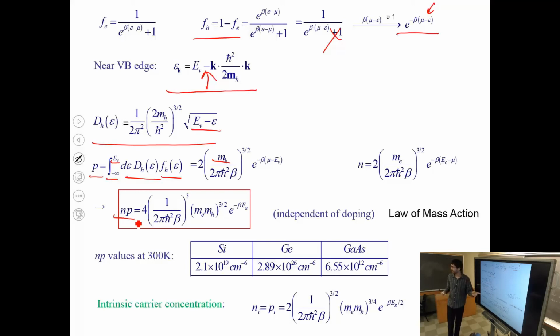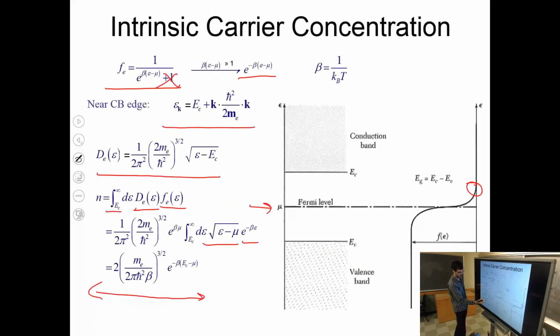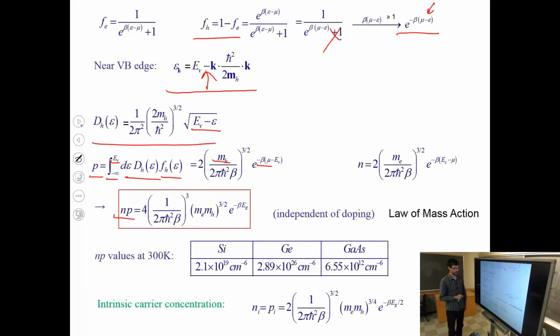But what is not in this formula is the chemical potential. The chemical potential cancels out because here we have minus beta mu, and here we had minus beta mu, so it's plus beta mu. So the chemical potential is the thing that drops out. And so this has its own name. It's called the law of mass action.